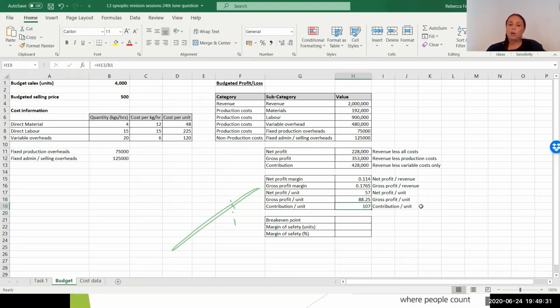Helen, last question before I move on to the next section. So Helen's just said, I've done B3 minus the sum of D7. Yep, that'll be fine. Yeah, that'll be absolutely fine. It's just a different way of getting back to the same answer, so you're fine there.